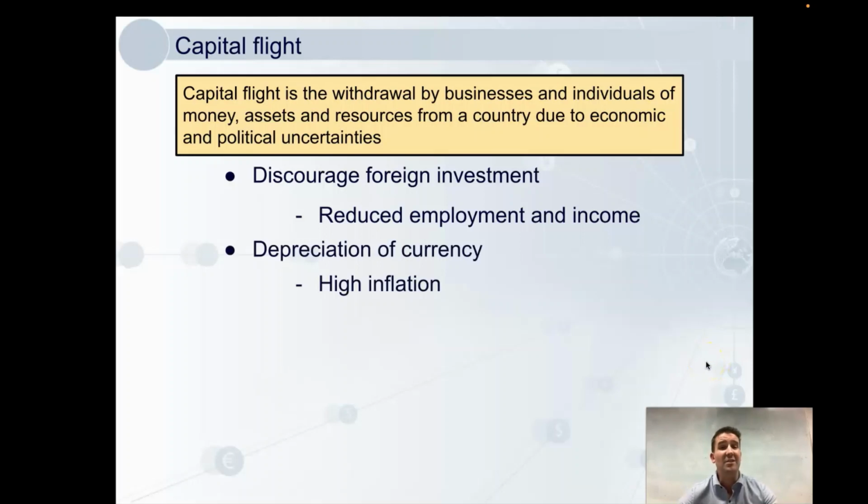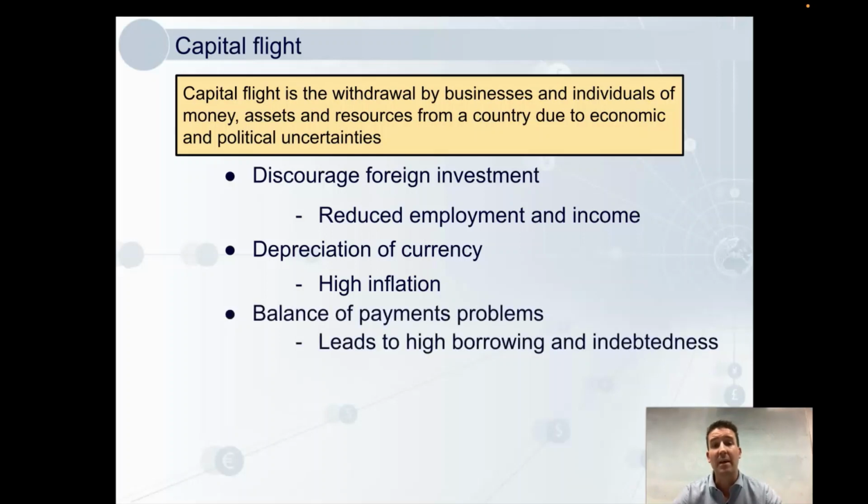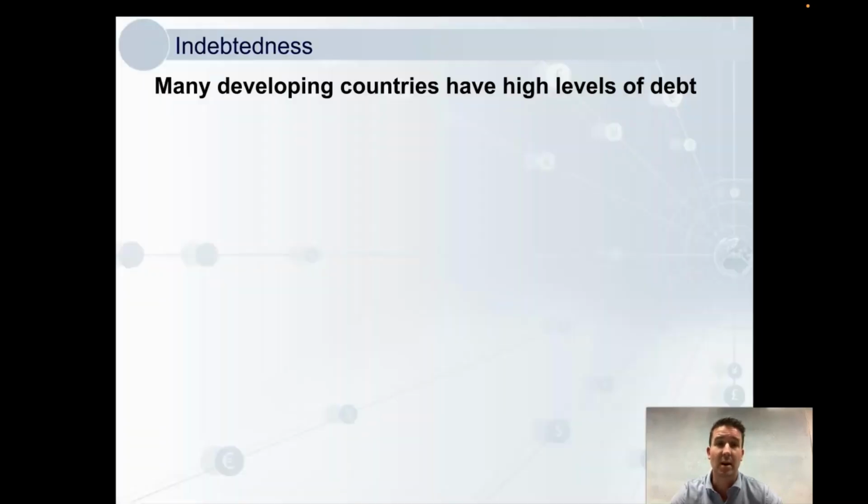We can have a depreciation of the currency if all the money is leaving. We know how that works on an exchange rate diagram. And when we have depreciation, all of our imports suddenly cost a lot more. So we can get high inflation for that reason. Balance of payments problems. If all the money is leaving, we need to have a balance of payments. So that can lead to high borrowing so that we can afford to buy the imports that we need, and therefore indebtedness, having high debt.